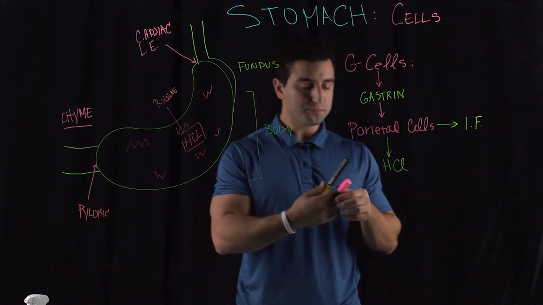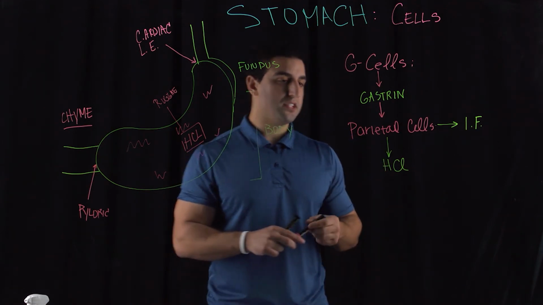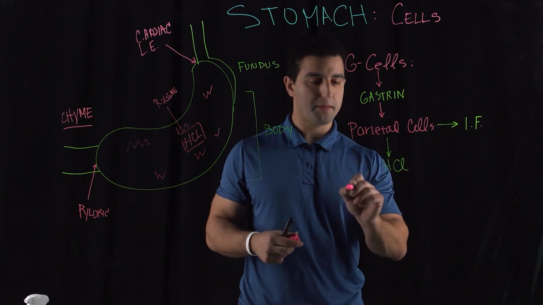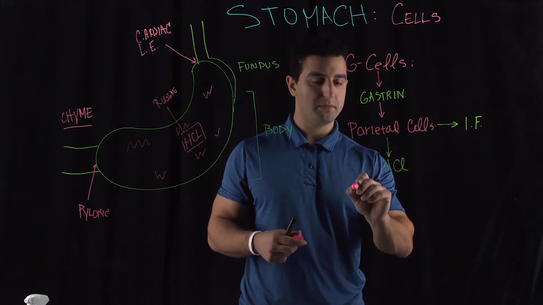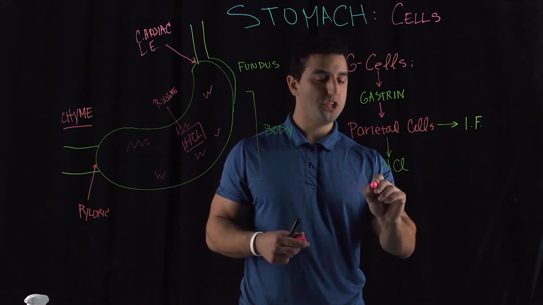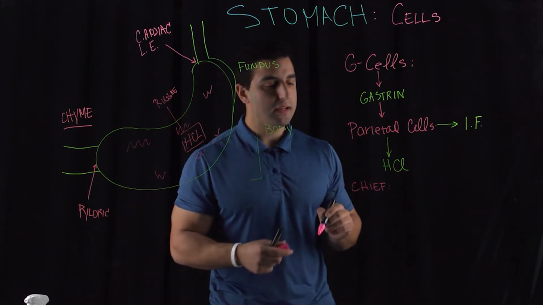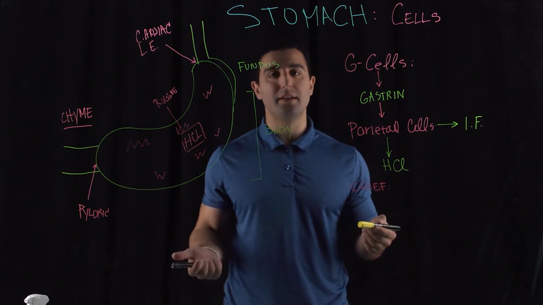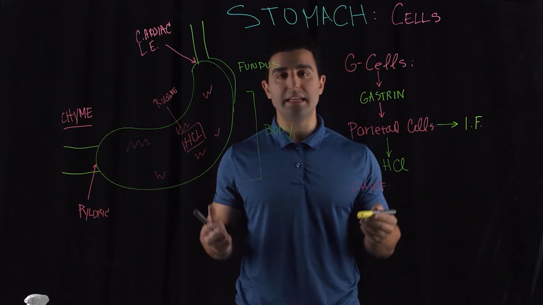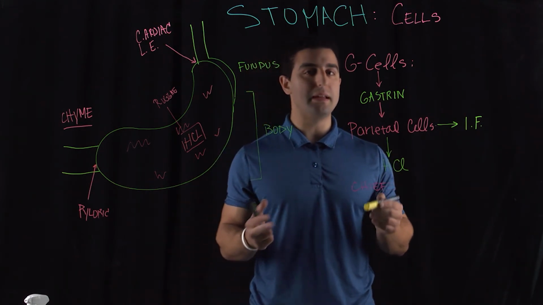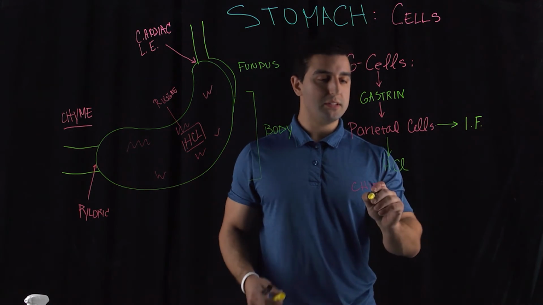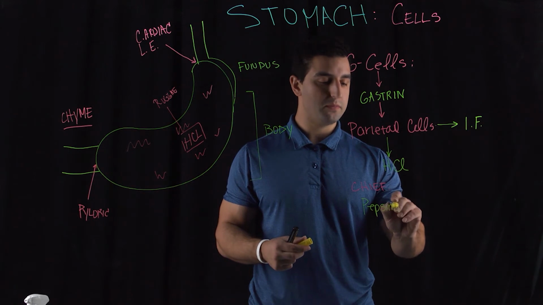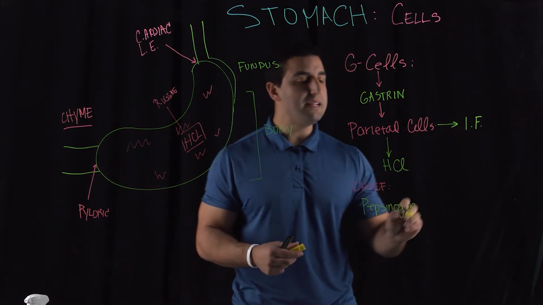Another type of cell we're going to talk about is the chief cells. Chief cells' main function is to secrete an inactive peptidase. So what is peptidase? Peptidase is an enzyme that breaks down proteins. It secretes pepsinogen. So this is a zymogen, an inactive protein that needs to be cleaved.